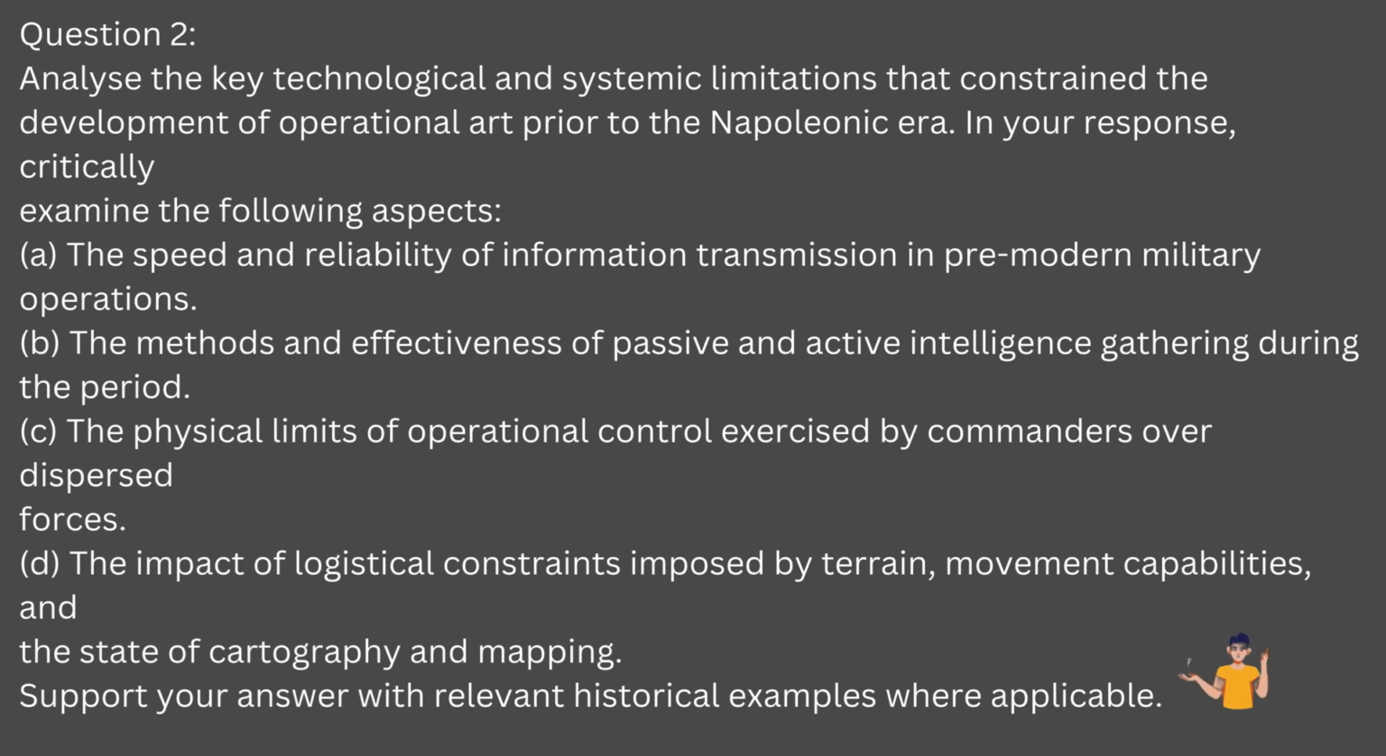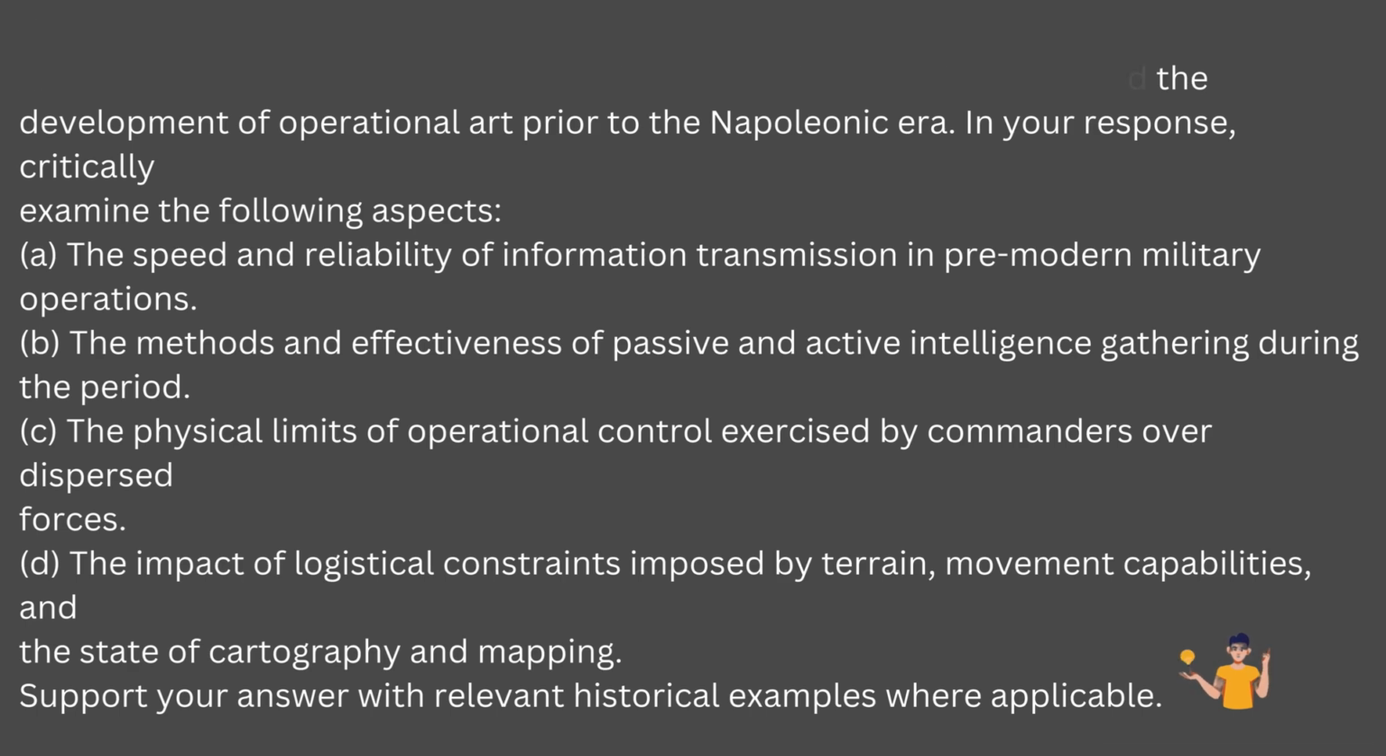B. The methods and effectiveness of passive and active intelligence gathering during the period. C. The physical limits of operational control exercised by commanders over dispersed forces. D. The impact of logistical constraints imposed by terrain, movement capabilities, and the state of cartography and mapping. Support your answer with relevant historical examples where applicable.